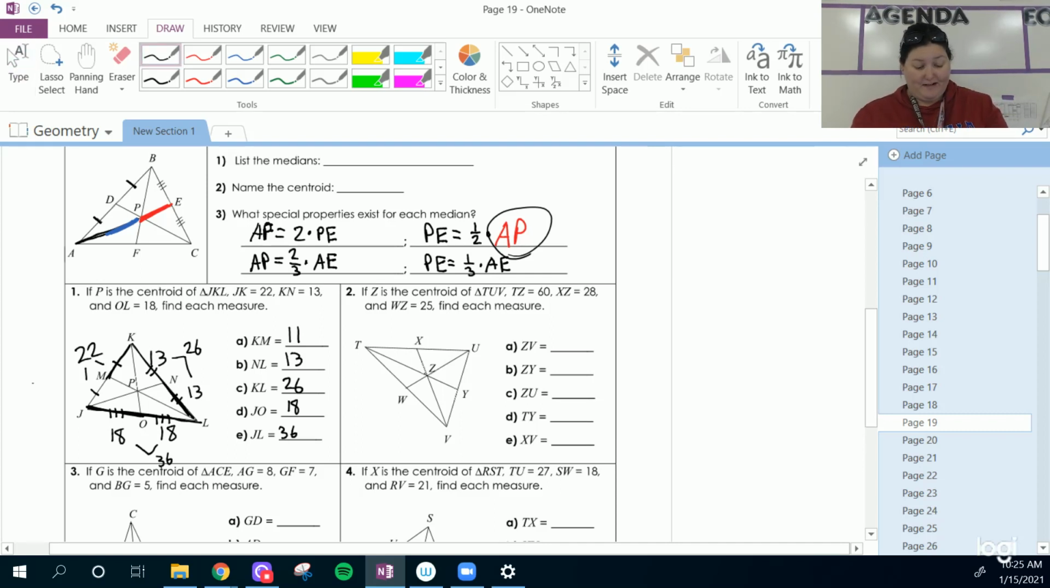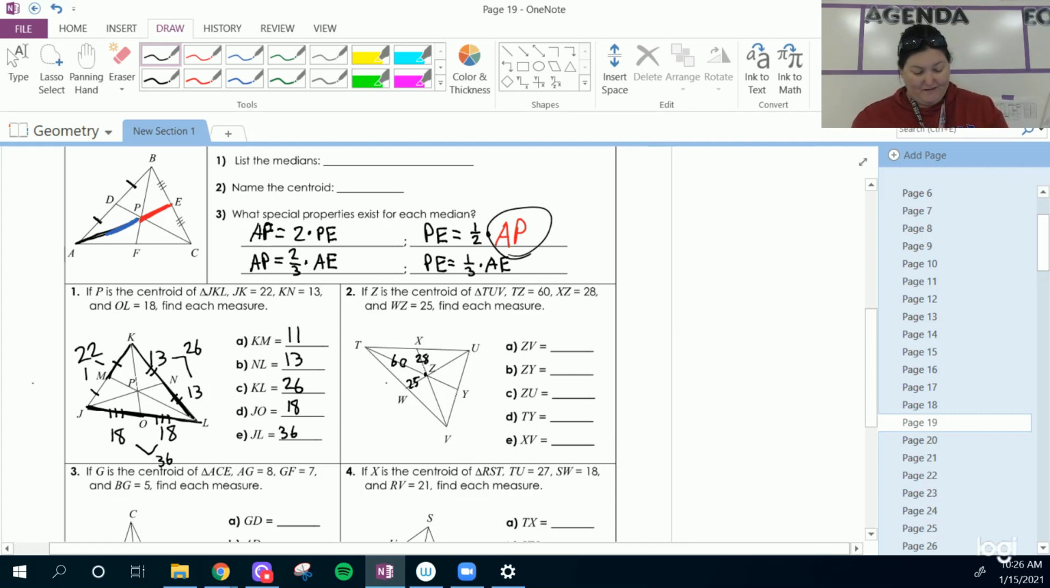Next one says if Z is the centroid of triangle TUV and TZ is 60, XZ is 28, and WZ is 25, find each measure. So on this, I'm looking at whether I have my big piece of my median or my small piece of my median. If I have the small piece, the big piece is going to be 2 times that. If I have my big piece and I'm looking for the small piece, it is going to be half of the big piece. So let's get started.